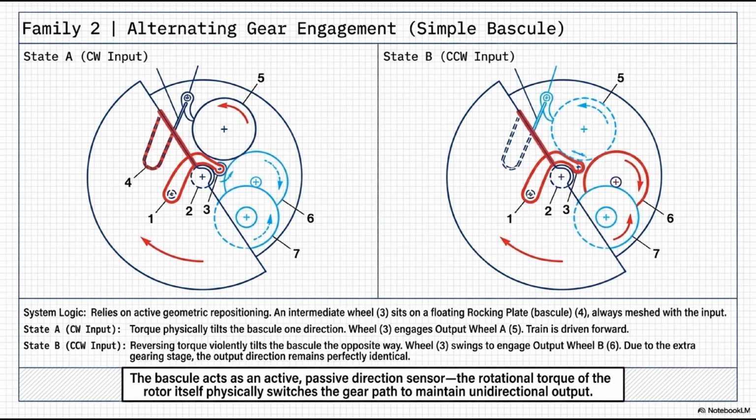Now look at state B, counterclockwise input on the right. The rotor violently reverses. This reversing torque violently tilts the bascule the completely opposite way. Wheel 3 swings left to engage output wheel B, 6. Because wheel B adds an extra gearing stage before hitting wheel 7, the final output direction at wheel 7 remains perfectly identical. The bascule acts as an active, passive direction sensor. The rotational torque of the rotor itself physically flips the gear path like a train switch to maintain unidirectional output.